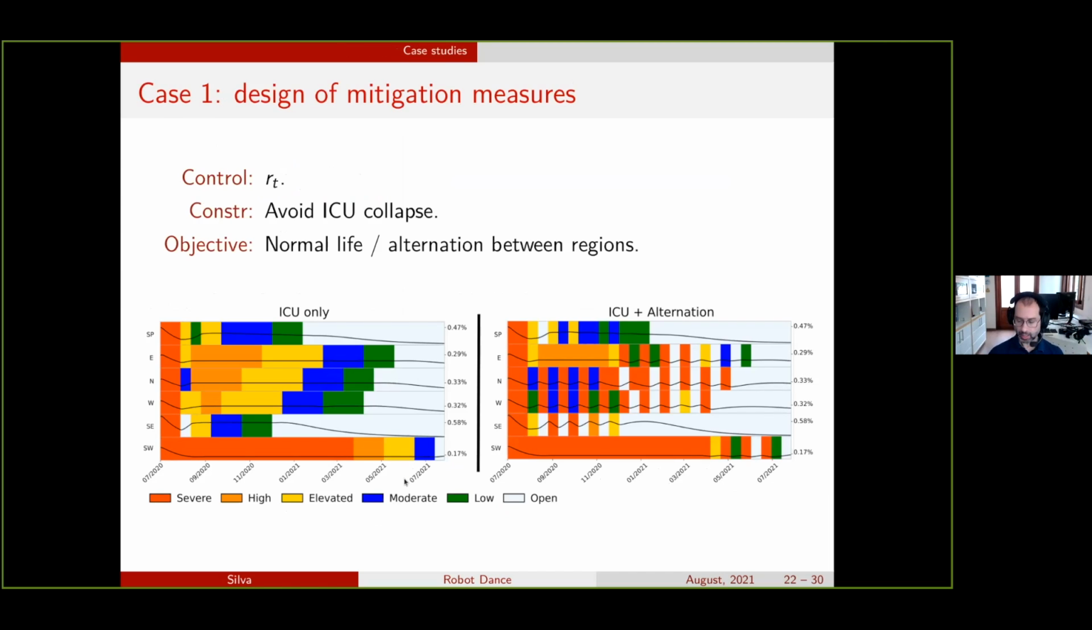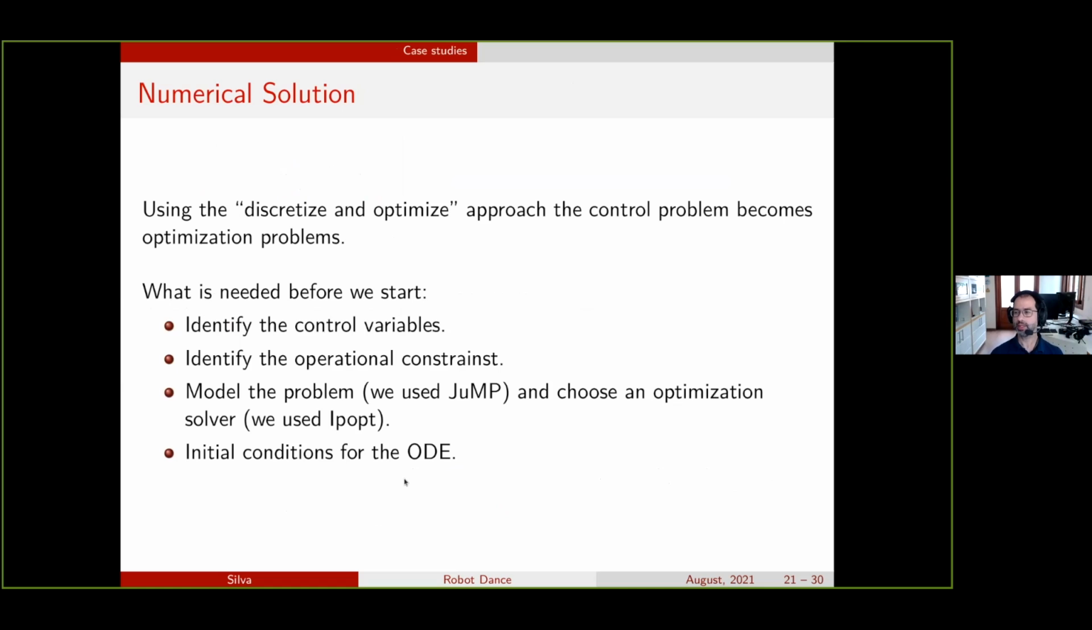Some case studies. So what we did, we wrote the models and we wrote the code to solve them, okay?